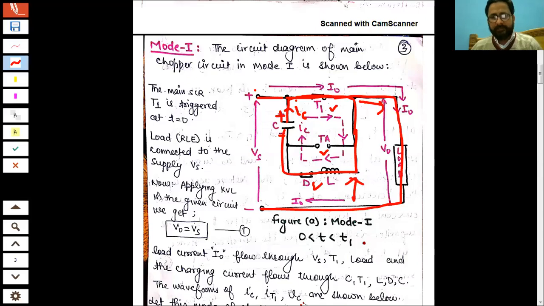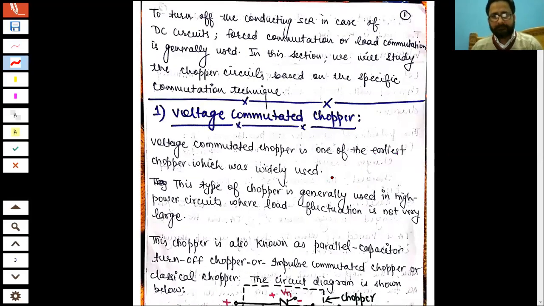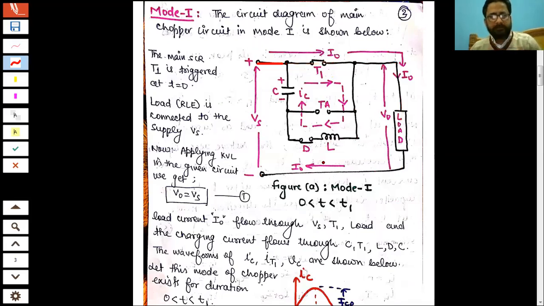It will create a current which will increase from 0 to a maximum value and then decrease back to 0. So it will give an oscillatory current, a sinusoidal current, because you have a capacitor also connected in the path, right? There are two things happening. The load current is flowing in the outer region and the capacitor current is flowing within the resonating circuit. I have shown the direction here, IC will flow like this.